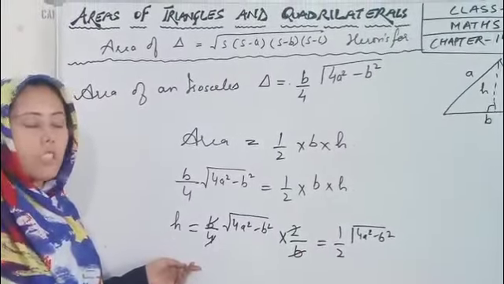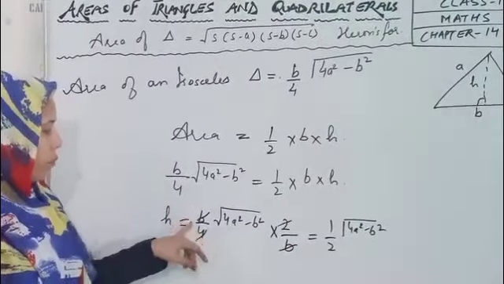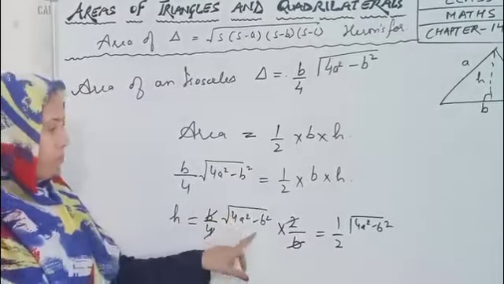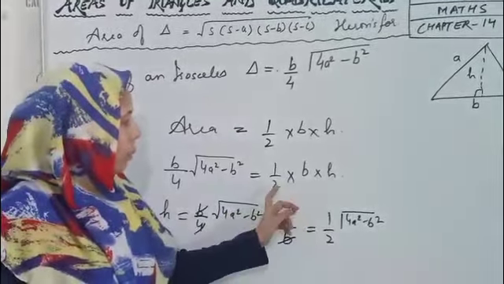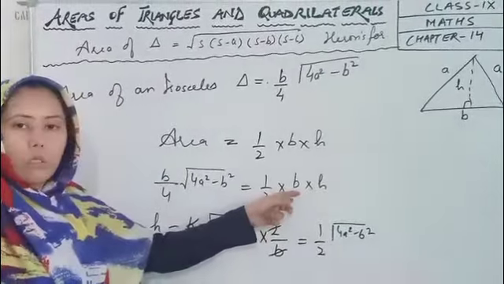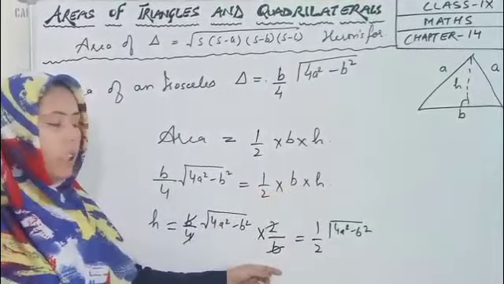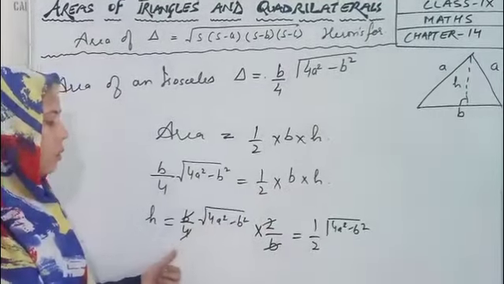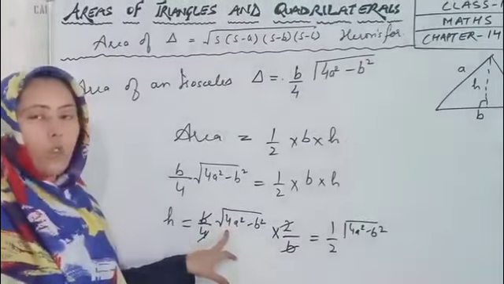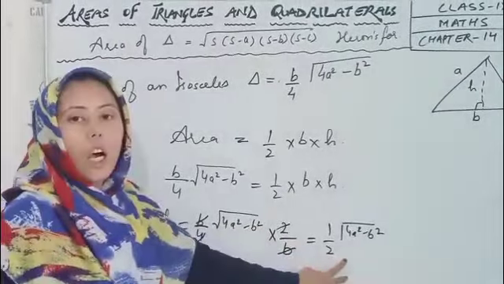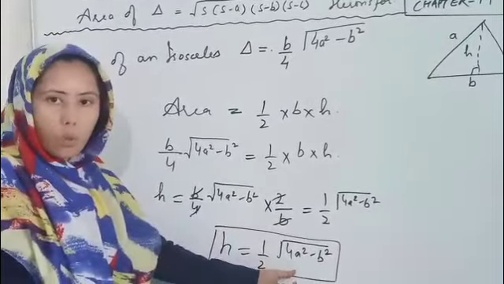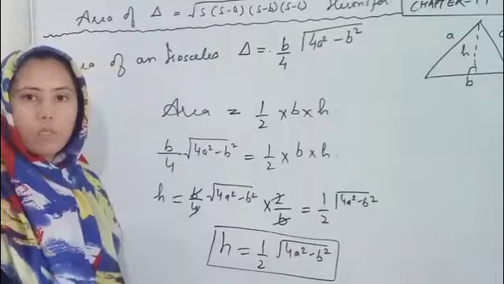the height of an isosceles triangle will be equal to b upon 4 under root 4a square minus b square, with the 2 that was in the denominator coming up into the numerator, and the b that was in the numerator coming into the denominator. b cancels with b, and 2 1s are 2, 2 2s are 4, so here we will get 1 upon 2 under root 4a square minus b square. This is the height of an isosceles triangle, where a is the equal sides and b is the base.